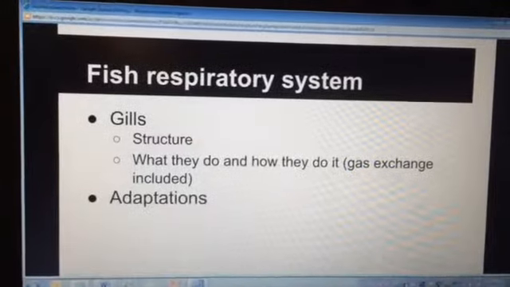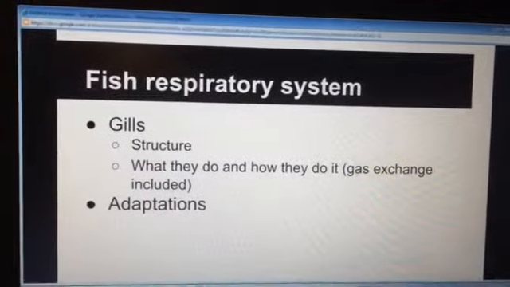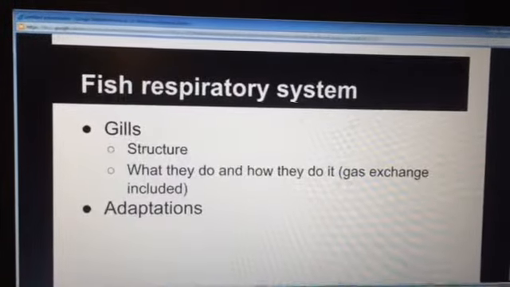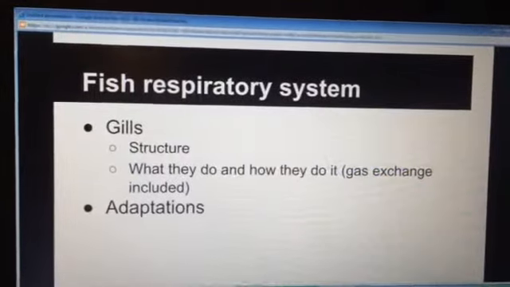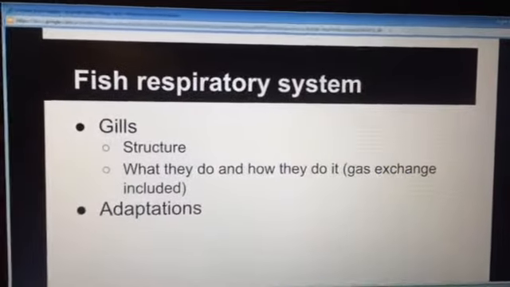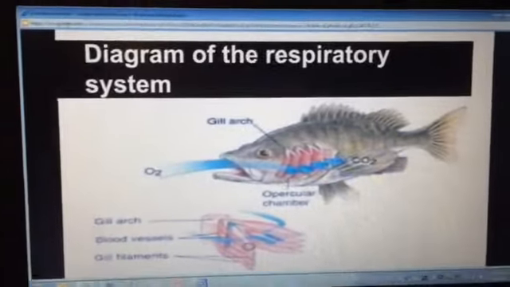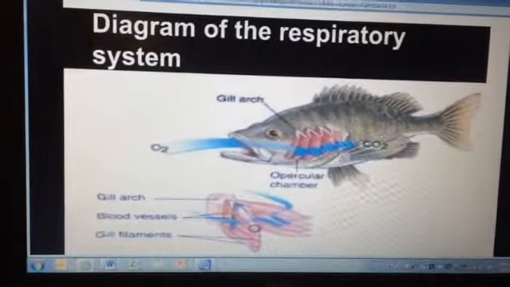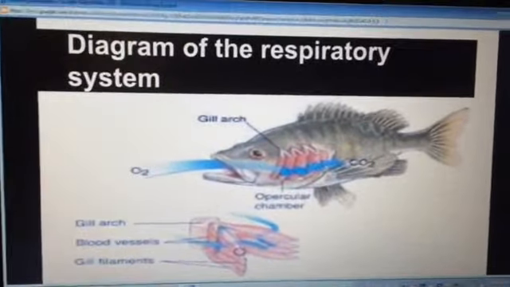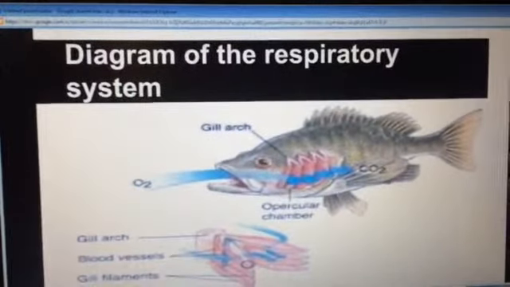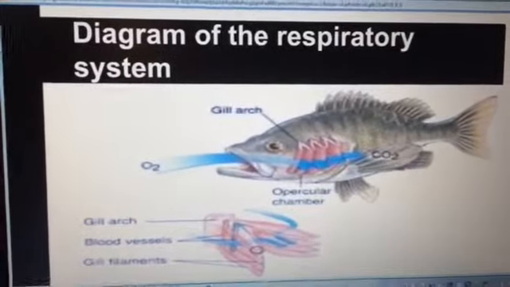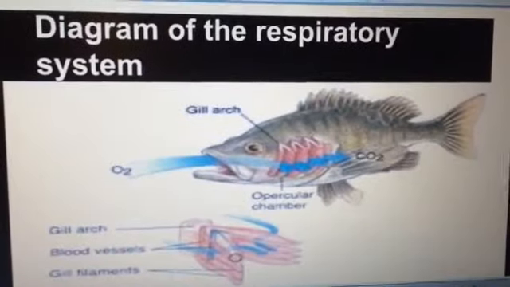To get enough oxygen, the fish must make water flow across its gills. The fish does not breathe water in and out of its mouth. The following diagram shows how the gills work. As you can see, water flows in through the mouth of the fish, containing oxygen.